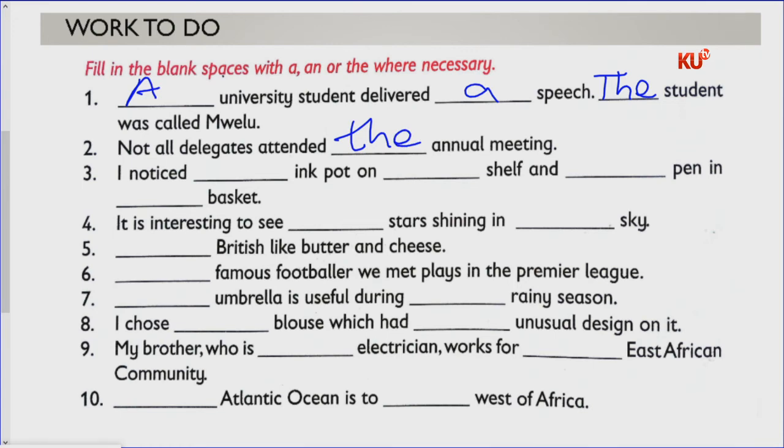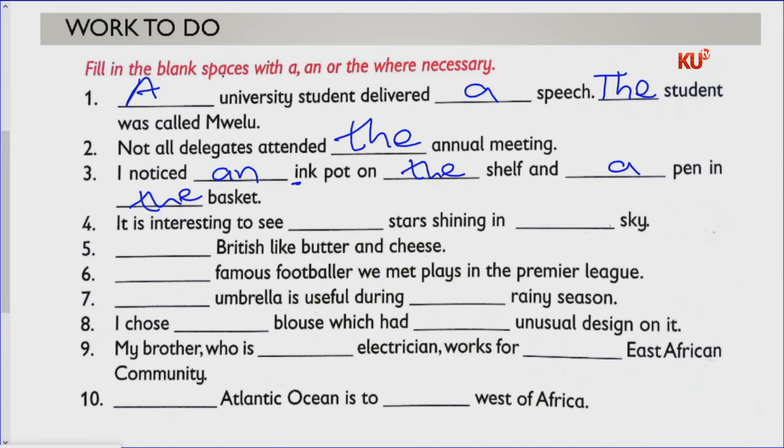Question 3. I noticed dash ink pot on dash shelf and dash pen in dash basket. I noticed an ink pot, and because ink starts with a vowel sound, you say, I noticed an ink pot on the shelf, and a pen in the basket.